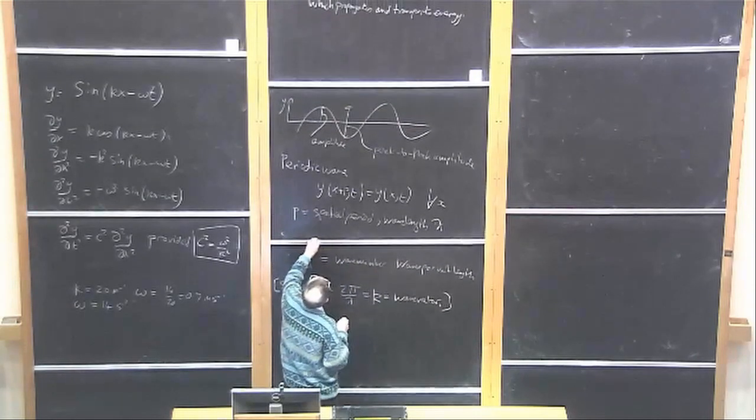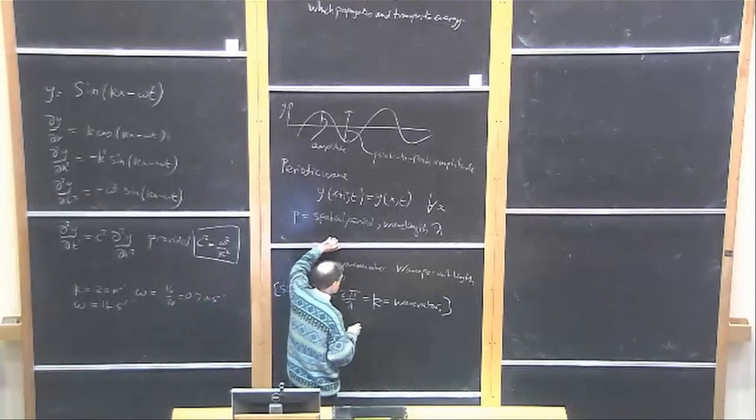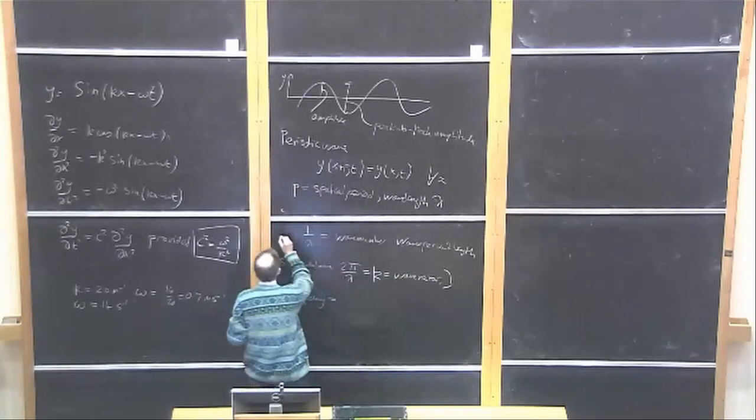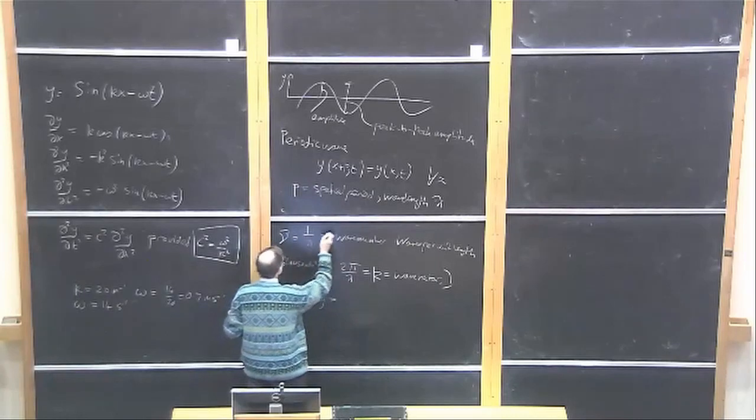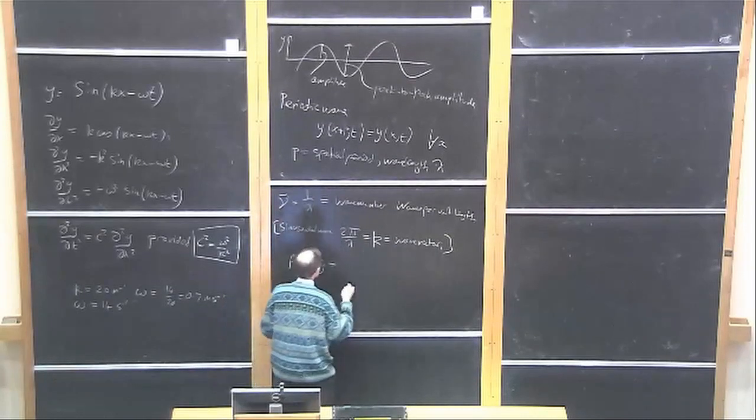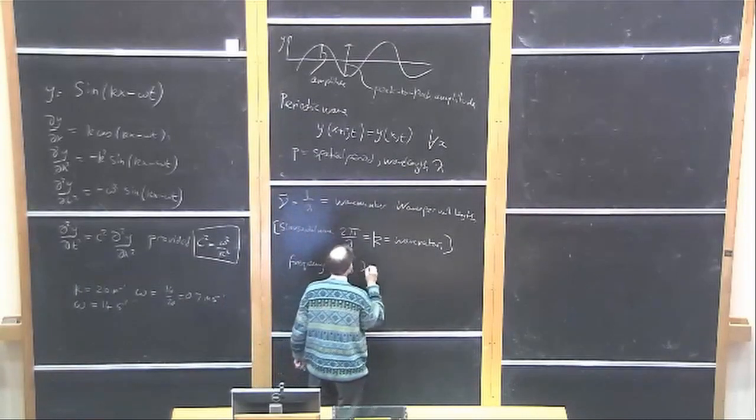What did I call the wave number? Oh, I didn't give it a symbol. It's usually called nu bar. But you need the bar because the frequency is f, or it's nu.